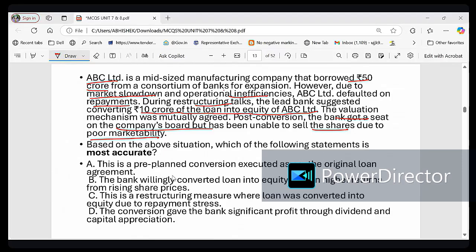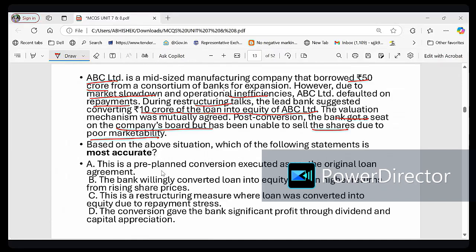So let me explain like a story. You can understand it, right? Imagine you gave your friend rupees 50,000 as a loan, but your friend lost his job and can't repay. You decide, okay, instead of cash, give me 10% ownership in your startup. You hope the startup will grow someday. That is exactly what is happening here. The bank converted part of the loan to the company's shares, hoping for future recovery.